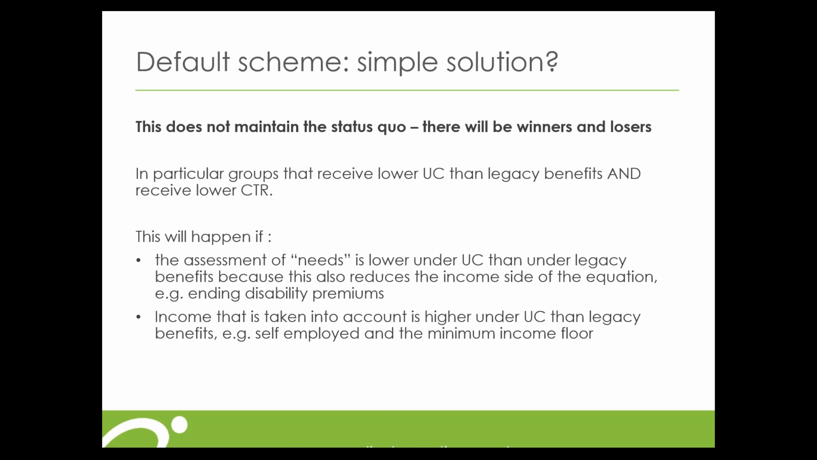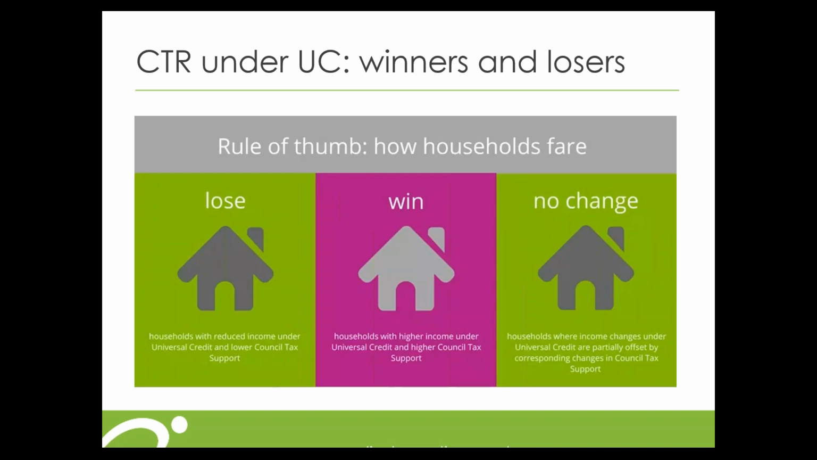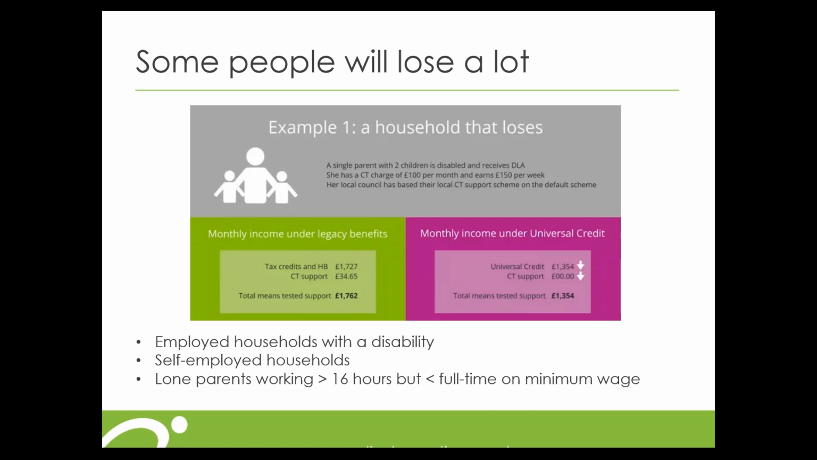And we'll see this happen if the needs are lower under universal credit, or the income that's taken into account is higher, and the obvious example there is the self-employed. So some households will lose, some will win, some will see no change. And it's really difficult to give a rule of thumb on this, because how much this will affect your authority, how many people will be left worse off with lower UC and lower council tax support, will completely depend on the characteristics of the people within your area. Move on to the next one, please, Janet.